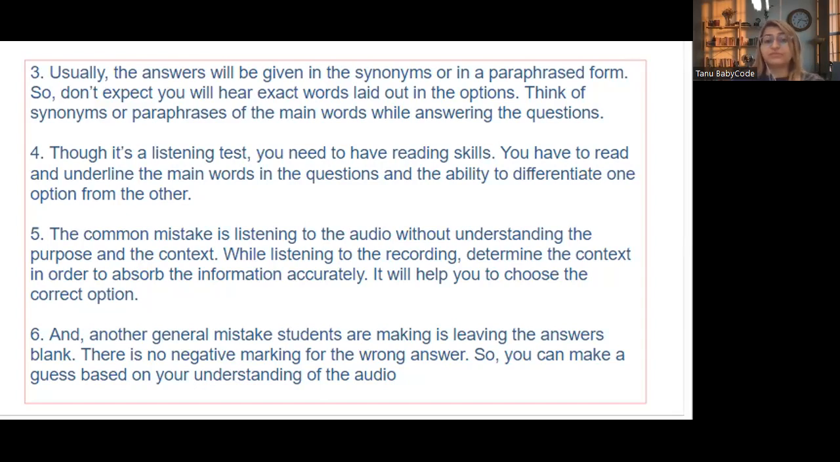Now, a common mistake in listening is not understanding the purpose and context. So when you listen to the recording, determine the context in order to pick up the information accurately. Another general mistake students make is leaving the answer blank. There is no negative marking for a wrong answer, so you can make a guess based on your understanding of the audio.